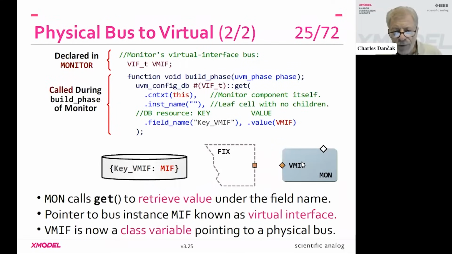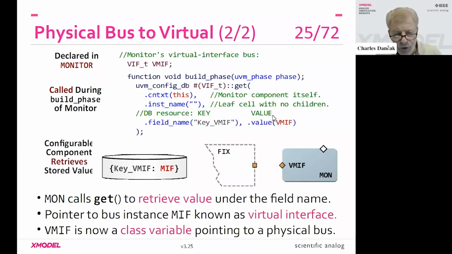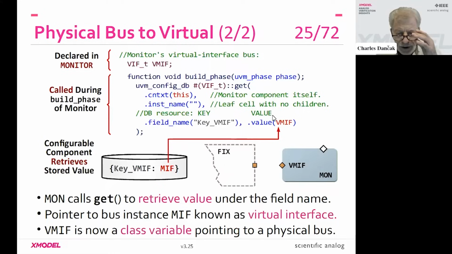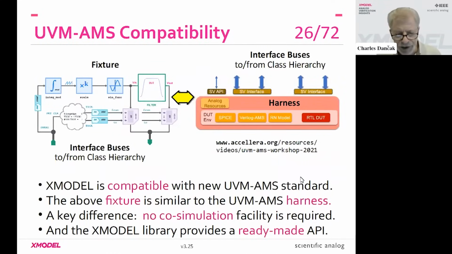Then going to slide 25, part 2, this is called during the build phase of the monitor. We invoke get, we have the same key, and this time we're making the association between the stored MIF and vMIF. So in plain hardware terms, we're in effect connecting the hardware MIF data bus instance to the virtual pointer vMIF that the monitor can use to access signals. It's as good as having the instance name itself.